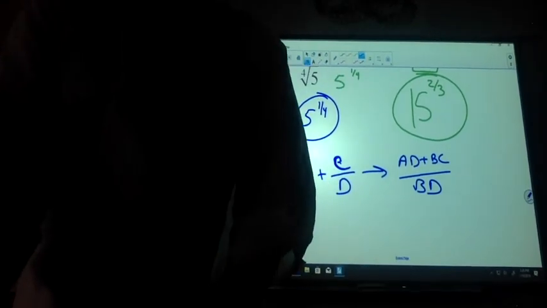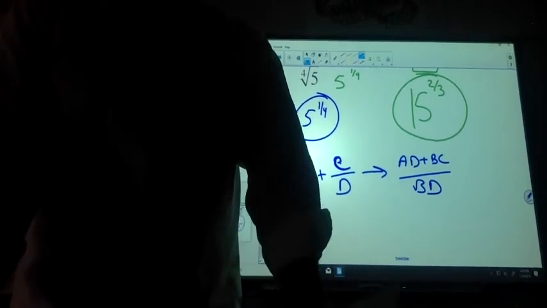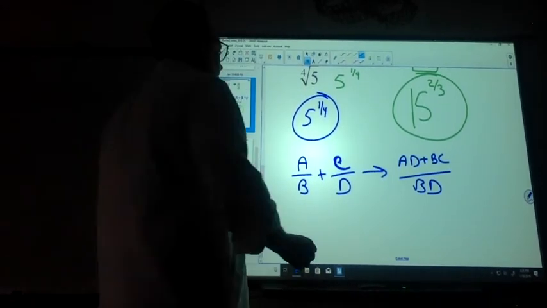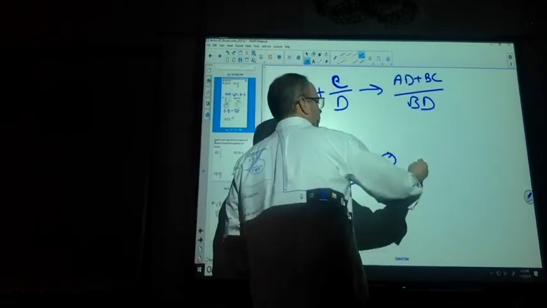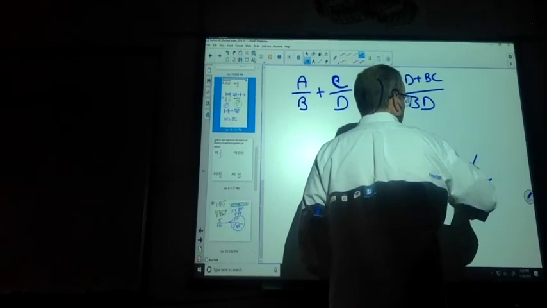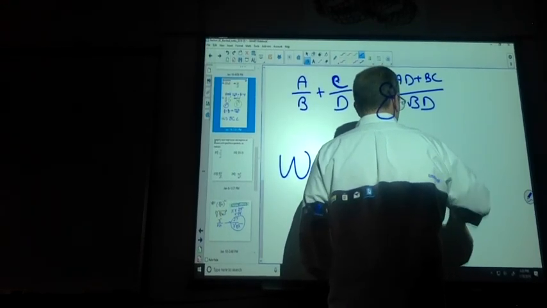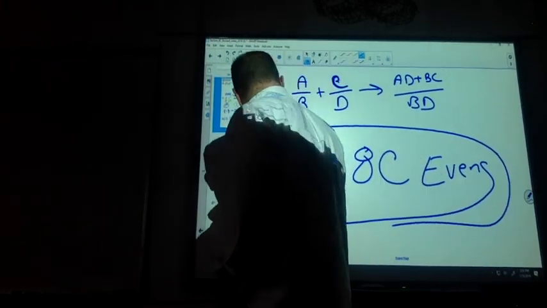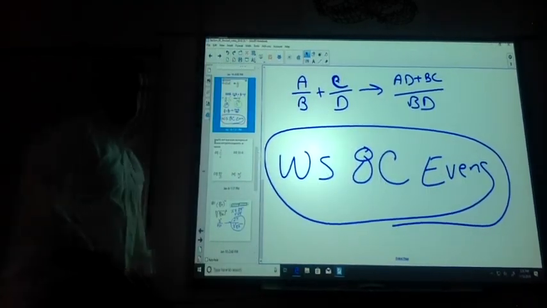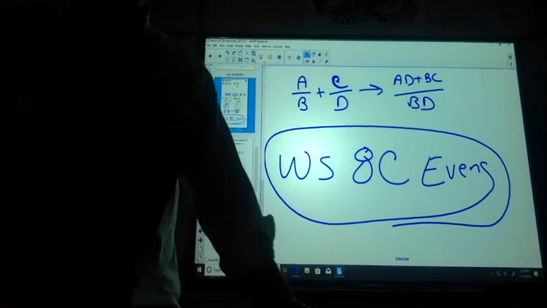All right, so can you all figure out what the homework would be? It is going to be 8C even. Good with that? When I used to care more, that's what I used to know. I have a question.